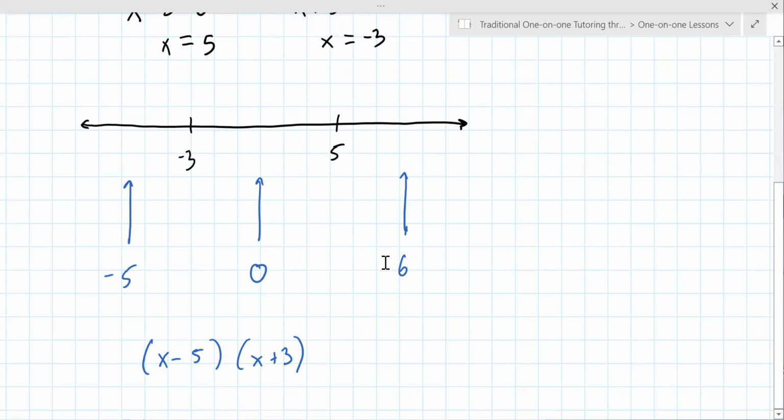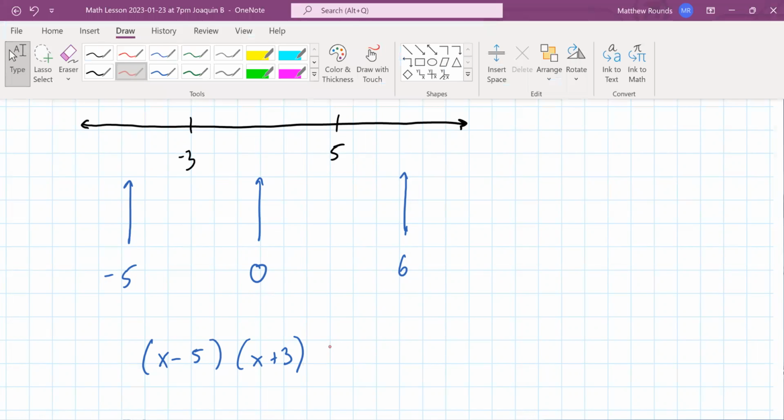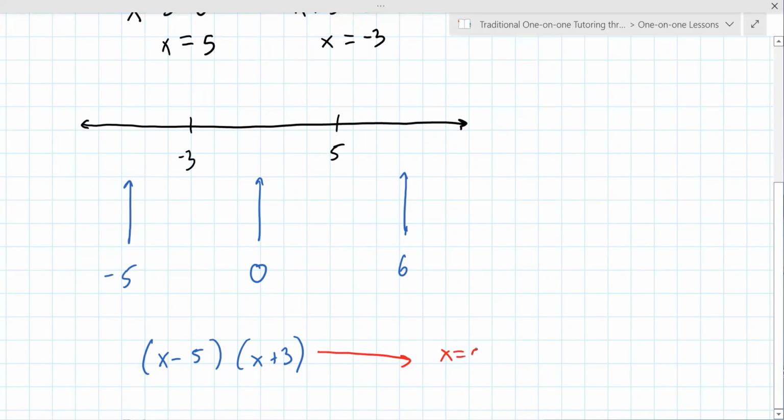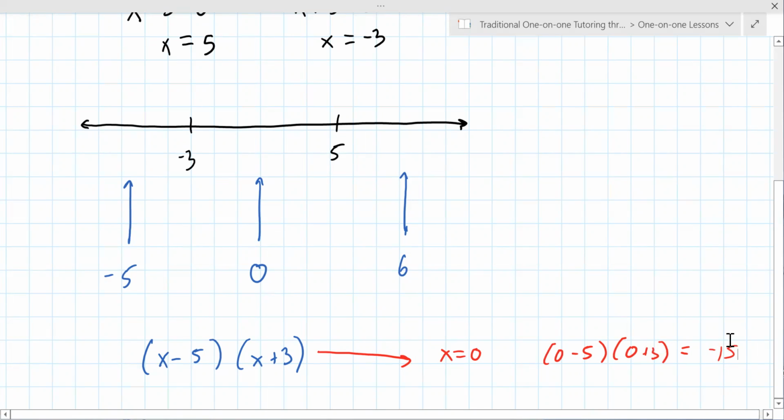Okay. So here's what I mean by that. You could come off to the right, and I'll do this here for x equals 0. You could do the following. You could say, okay, it's 0 minus 5 times 0 plus 3. And you could say, oh, that's -5 times 3, that's -15. Okay. But here's what you really care about. You care about that it's negative.